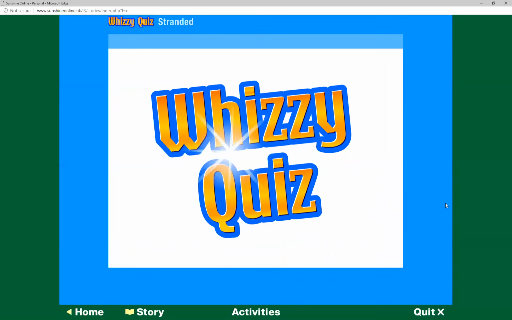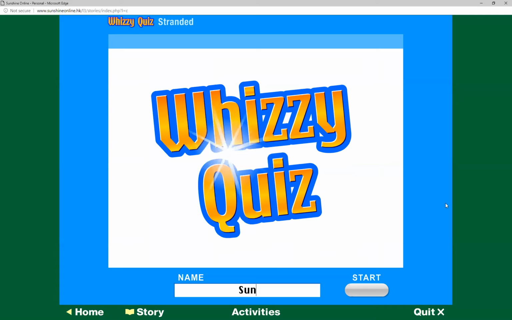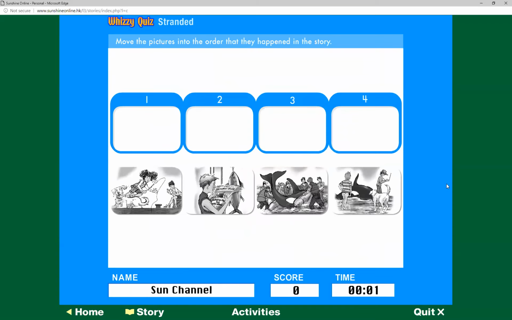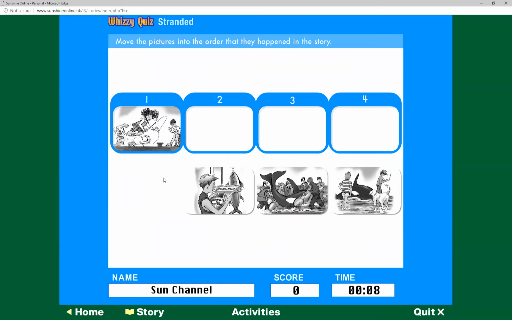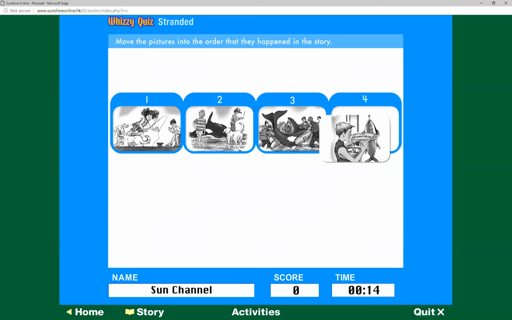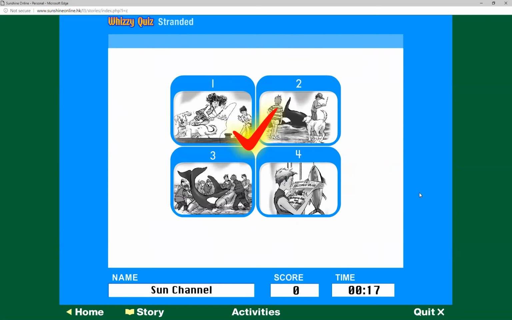Let's do the Whizzy quiz for Stranded. Answer 10 questions correctly. See how long it takes. Type your name and click on Start. Move the pictures into the order that they happened in the story. Good work.